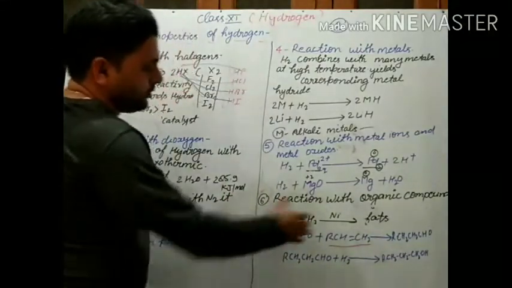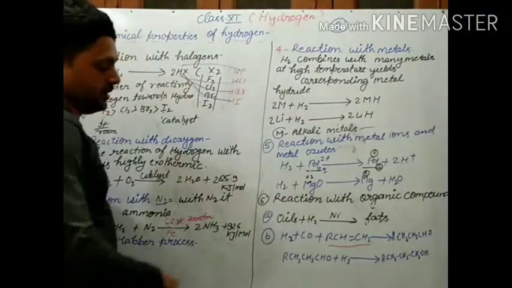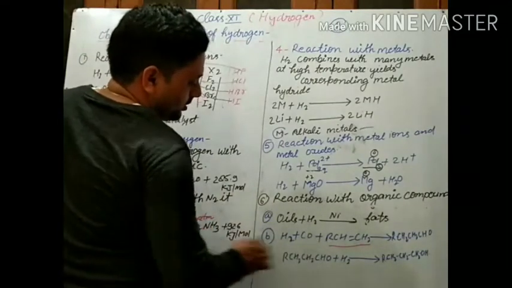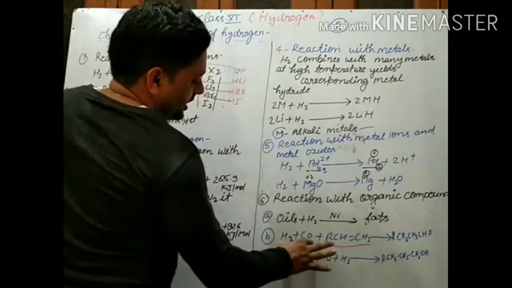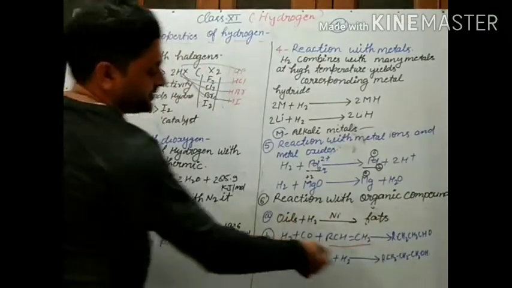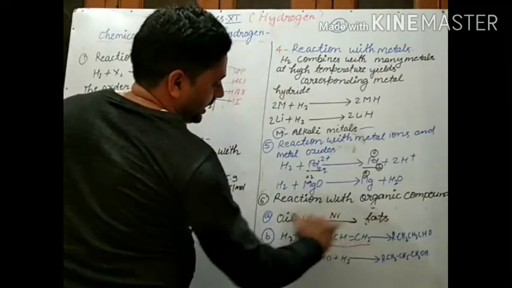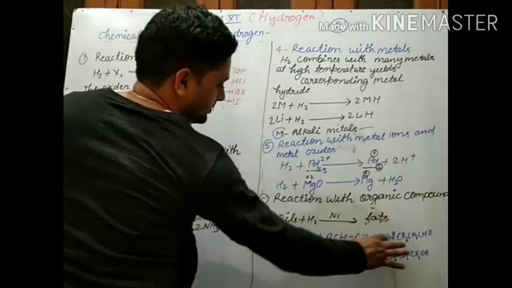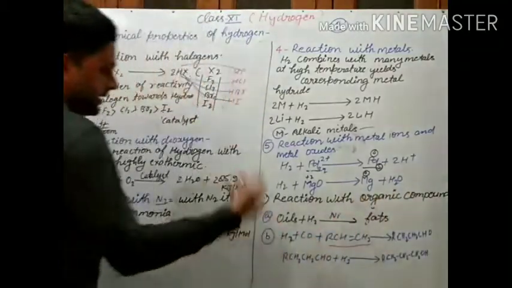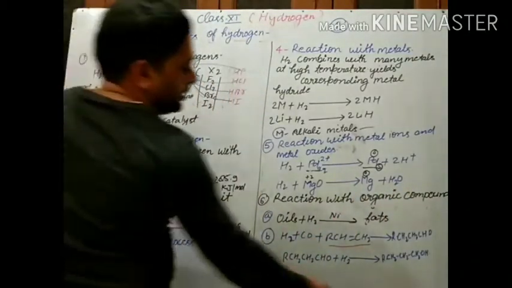Next is hydroformylation. Hydroformylation means when H2 and CO react with olefins. Olefins means a double bond between the carbons. It forms aldehyde, and further it reduces the aldehyde to alcohol.